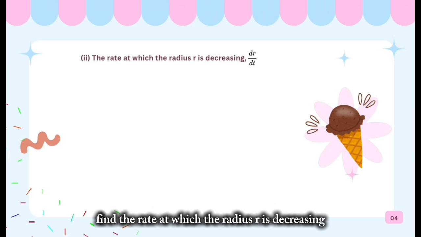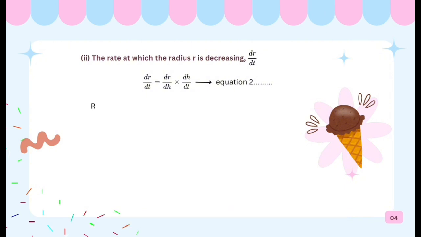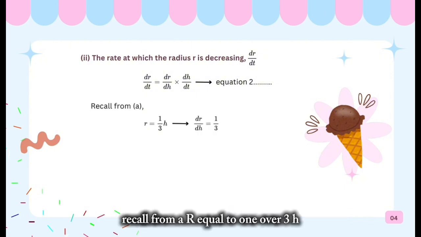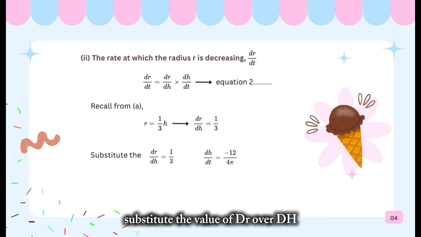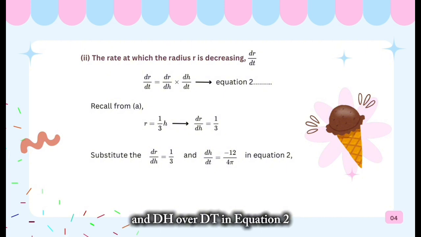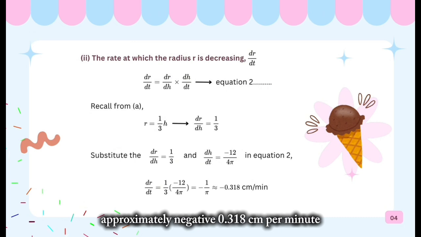Question 2. Find the rate at which the radius r is decreasing, by using chain rule: dr over dt equal to dr over dh times dh over dt. Recall from A, r equal to 1 over 3 h, then the derivative of r with respect to h is equal to 1 over 3. Substitute the value of dr over dh and dh over dt in equation 2, and we get the answer, which is dr over dt approximately negative 0.318 cm per minute.